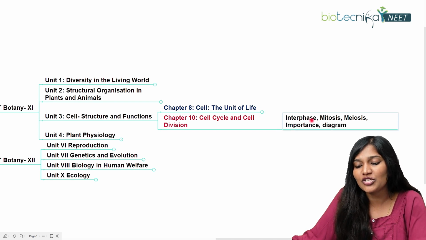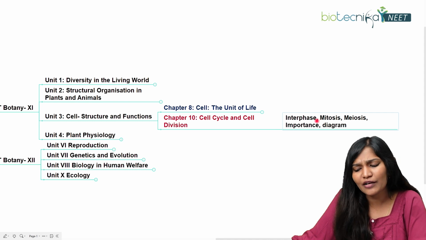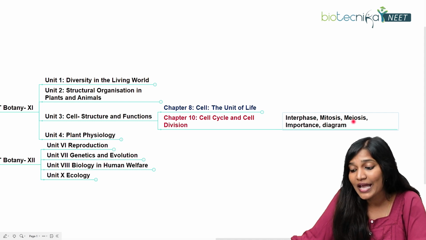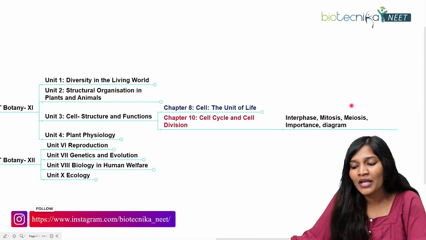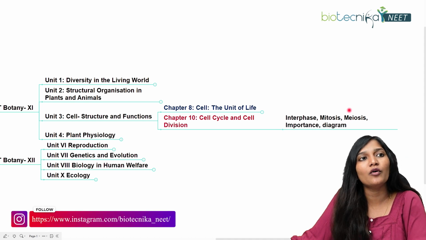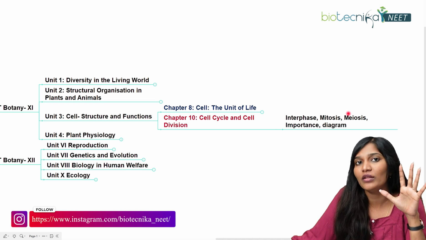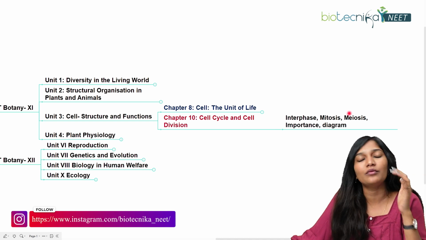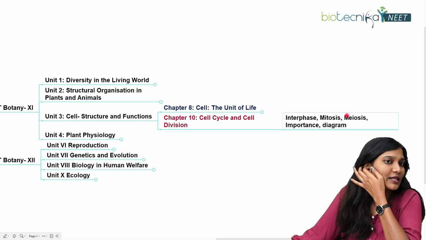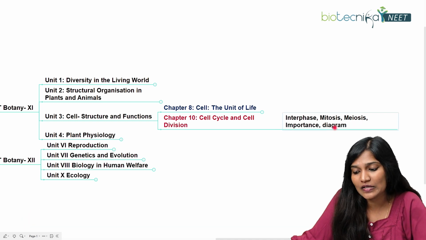So you'll be studying about interphase G1, S, G2, and of course G naught phase, and then mitosis completely, prophase, metaphase, anaphase, and telophase, and meiosis 1 and meiosis 2. And in meiosis 1 you will be studying about prophase 1, metaphase 1, anaphase 1, telophase 1. In prophase 1 you have to remember all the 5 phases. So you have to remember leptotene phase, zygotene phase, pachytene, and then diplotene and diakinesis together.